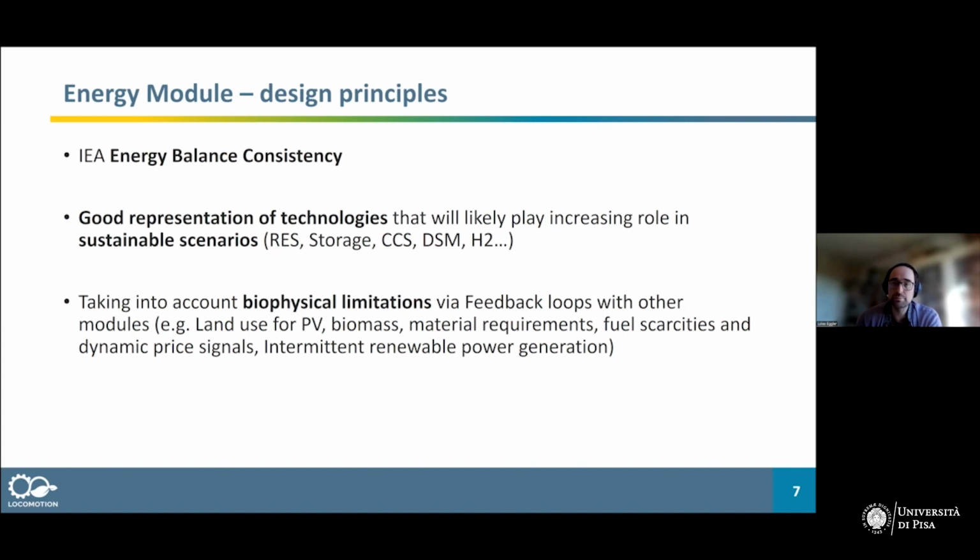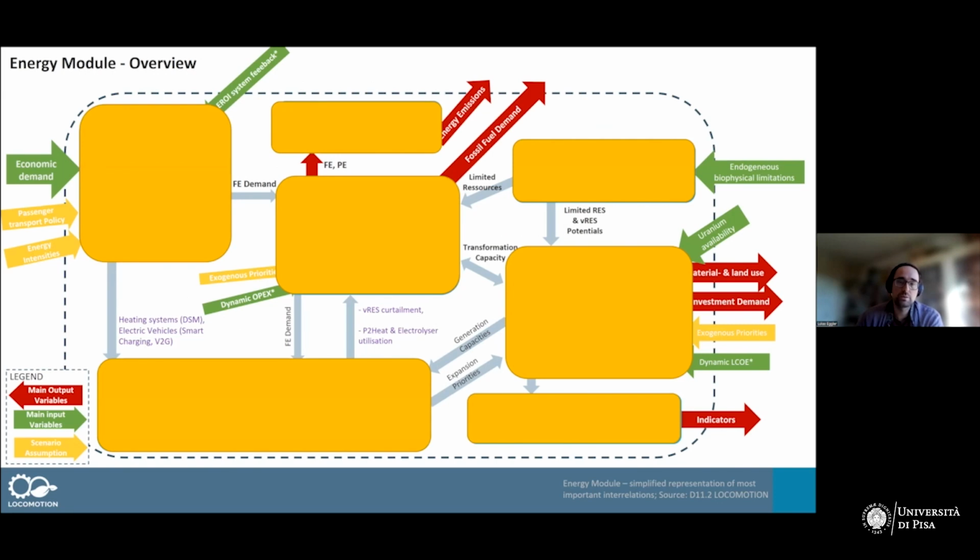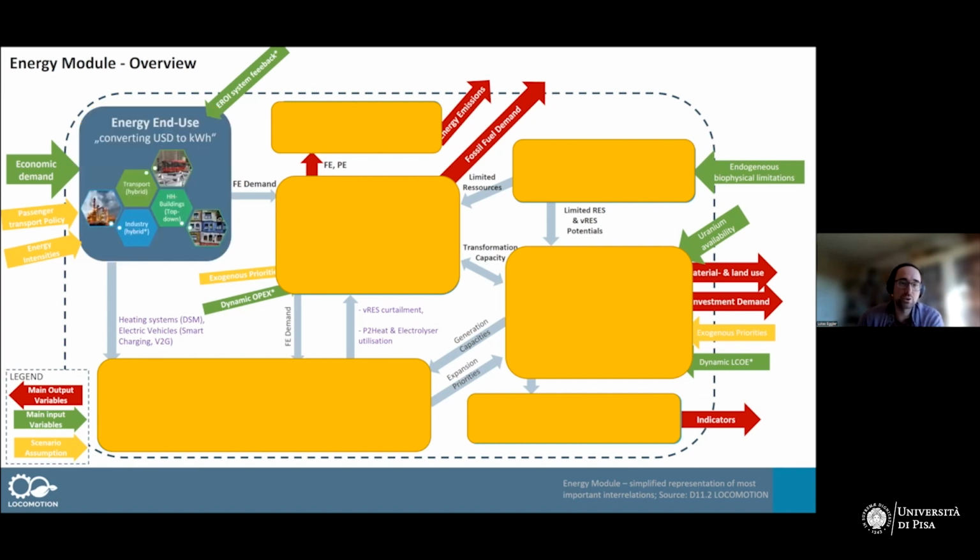So let me run you through an overview of the energy module. What you see here, the arrows in green are the inputs and the red arrows are the outputs. The yellow ones are policies. So I will run you through the most important elements of this simplified representation. So up here you have the economic demand in dollars. This is what we get from the economy module. So it's basically the economic output by sector.